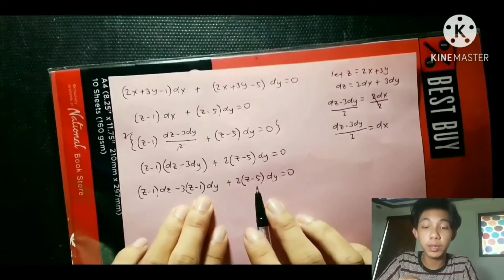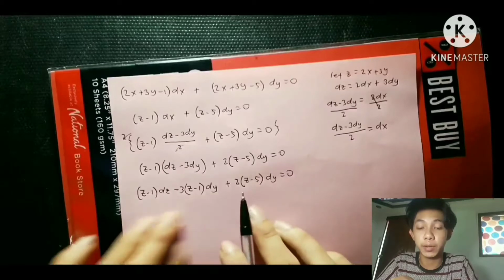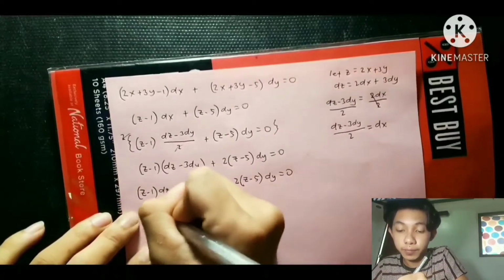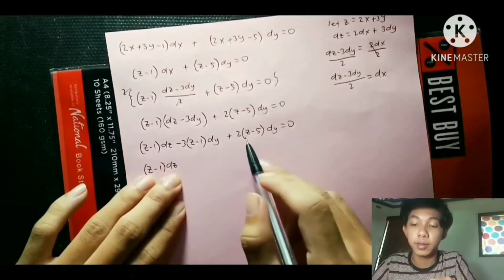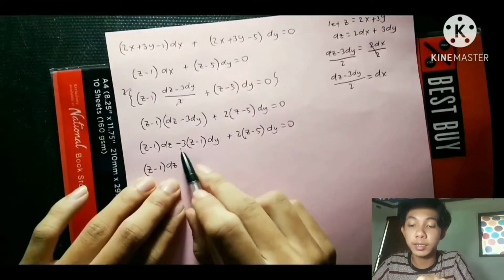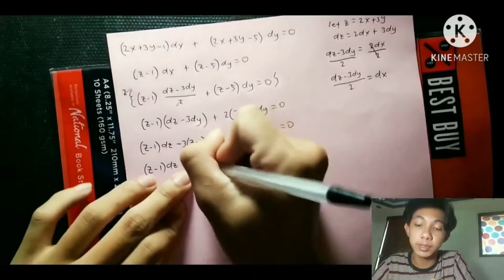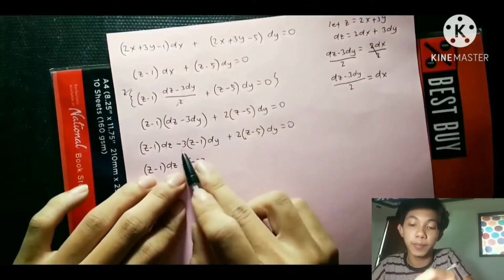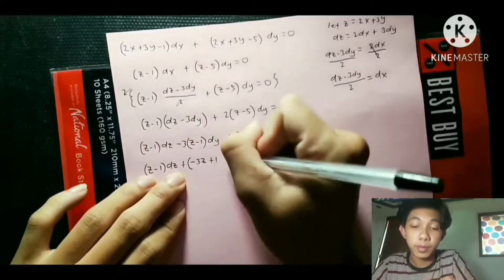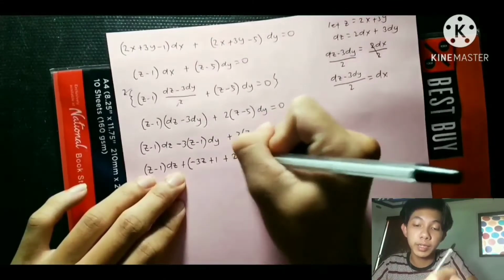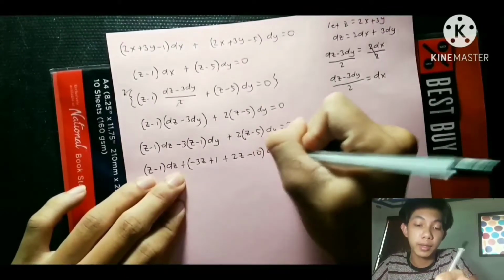You will notice there are two dy terms. So we can combine them and factor out dy since they are the same. So copy, z minus 1 dz, then factor, combine them, simplify inside first, then negative 3 times z is negative 3z, negative 3 times negative 1, positive 3, plus 2 times z, 2z, 2 times negative 5, negative 10, dy.